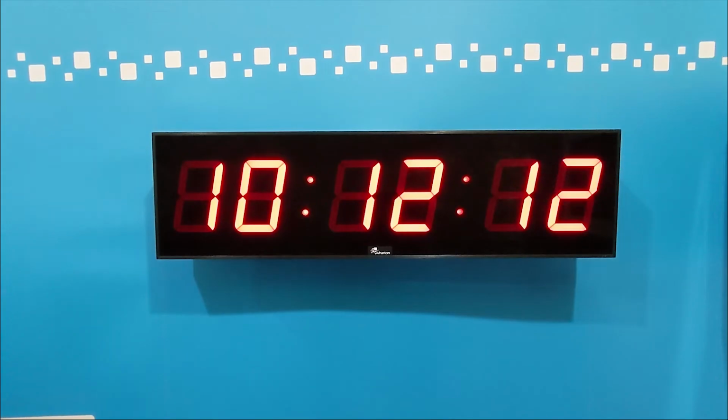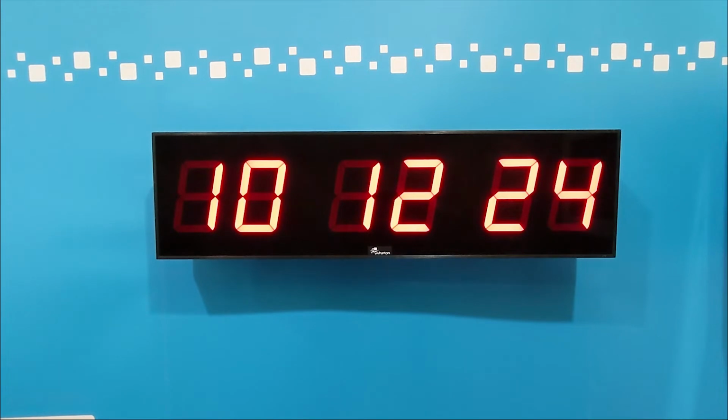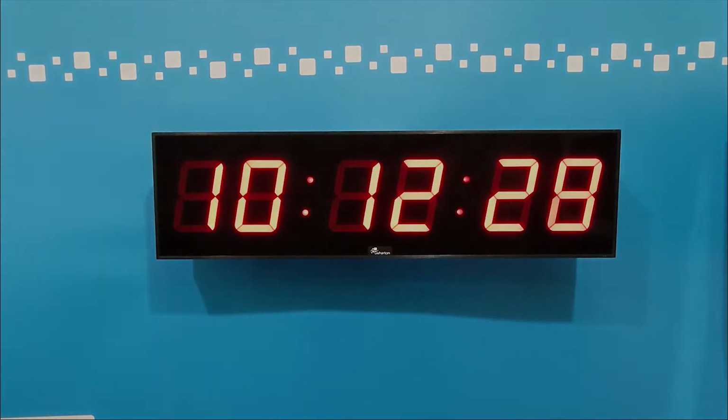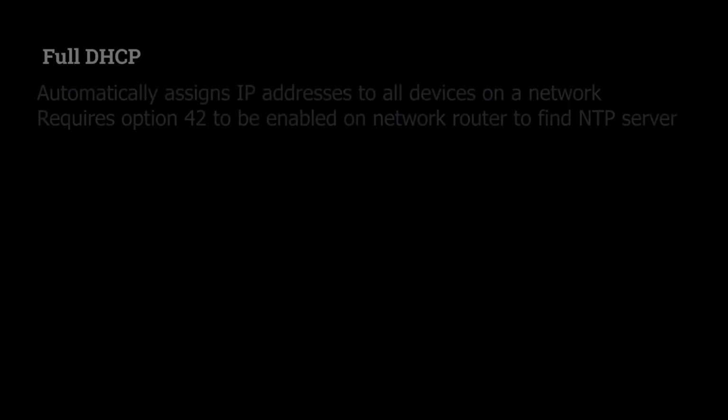When setting up your Wharton Clock for NTP synchronization, you first need to determine whether your network uses DHCP to assign IP addresses to the devices on your network. There are three options when setting up your Wharton Clock for NTP synchronization: full, partial, or no DHCP.